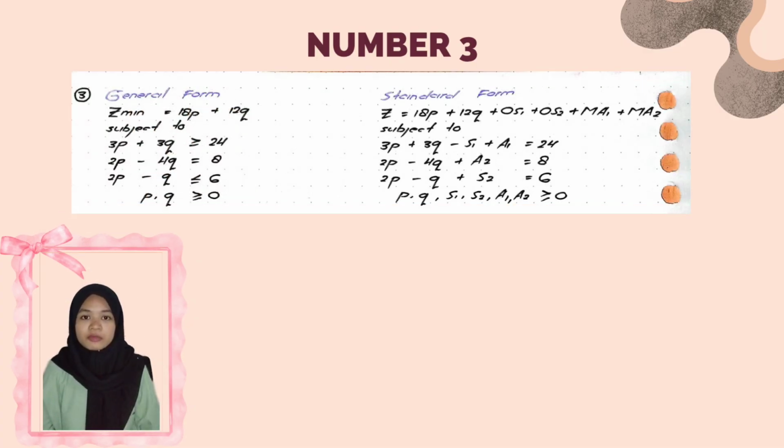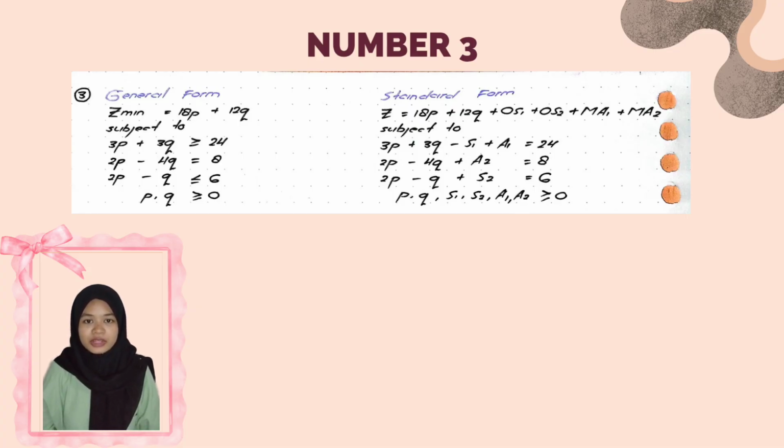First, the general form of the problem is minimize c equals 18p plus 12q, subject to 3p plus 3q greater than or equal to 24, 2p minus 4q equals 8 and 2p minus q less than or equal to 6. Next, for the standard form, because the first constraint is greater than or equal to, I need to subtract a surplus variable, that is minus S1, and add an artificial variable A1. So the first constraint becomes 3p plus 3q minus S1 plus A1 equals 24.